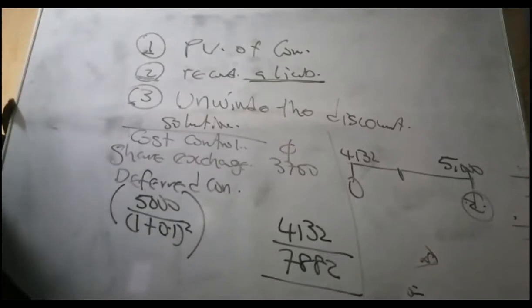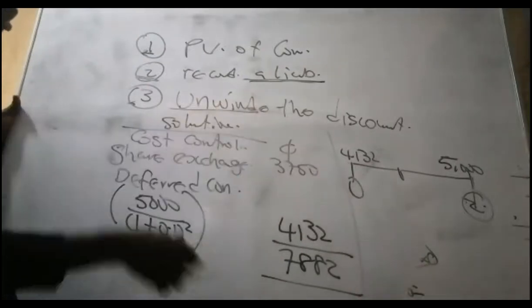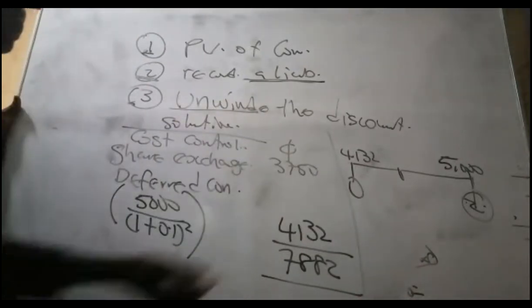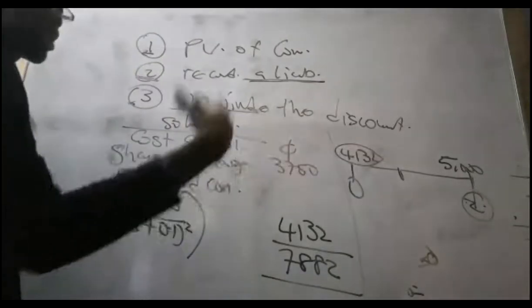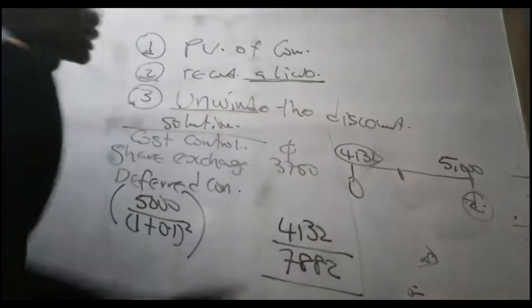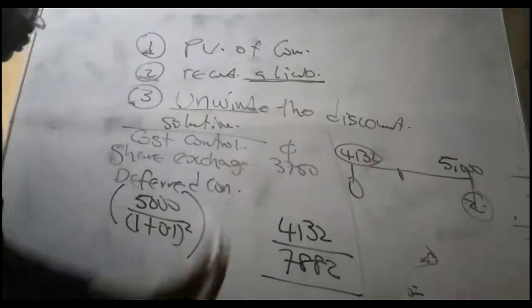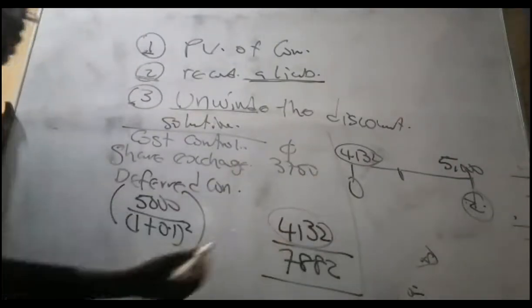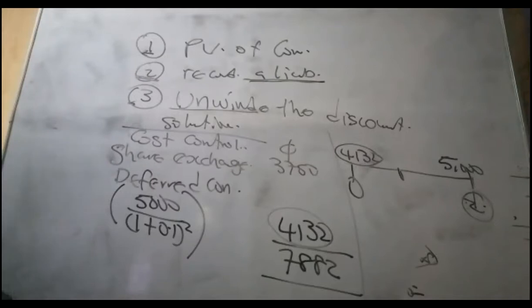On discount will not be nice. So the only term that we saw was unwinding the discount, meaning an increase in provision. We're increasing this figure every year so that at the end of the second year you get 5,000. How do you do the increase? Just multiply the present value that you had by the discount factor. That is it.